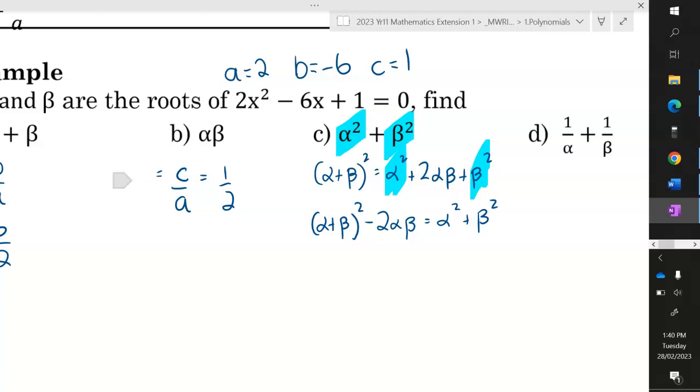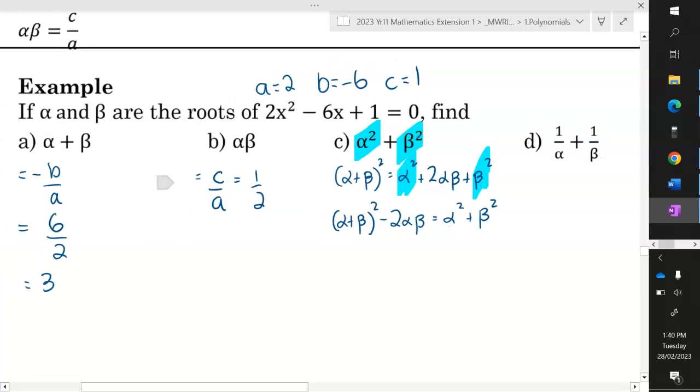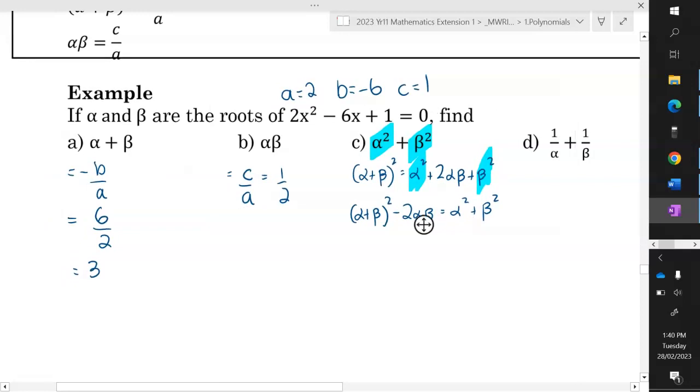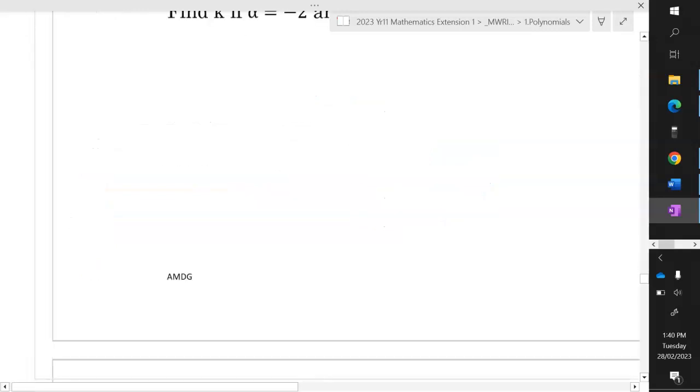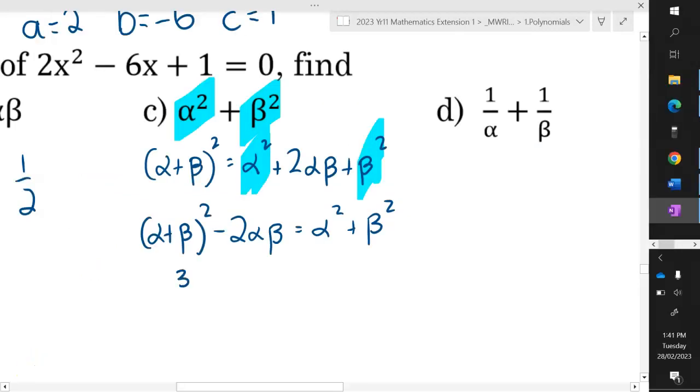But we now have something that we can work with, because alpha plus beta squared would be the square of what we got for question 1, or part A. Part A was alpha plus beta. We've got 3. We would like to square that. So we'll have 3 squared there.